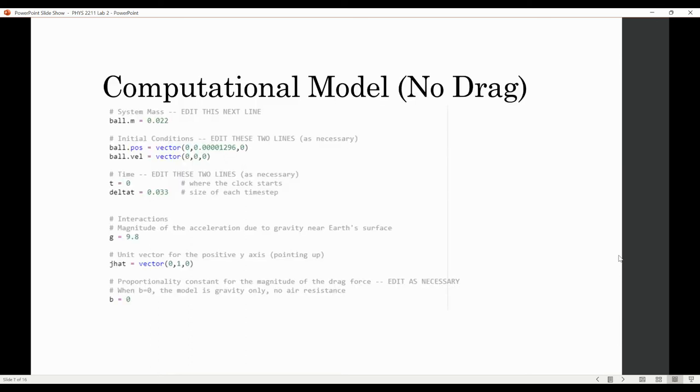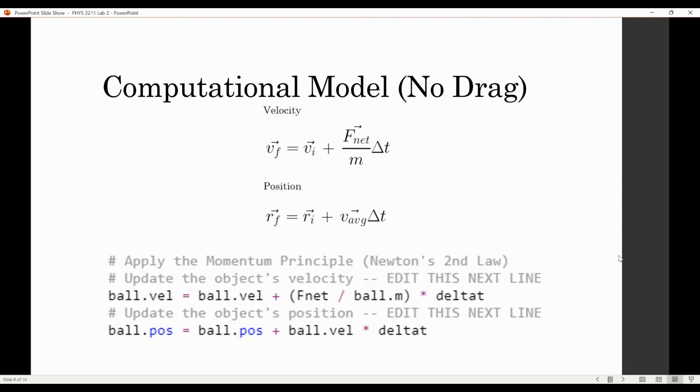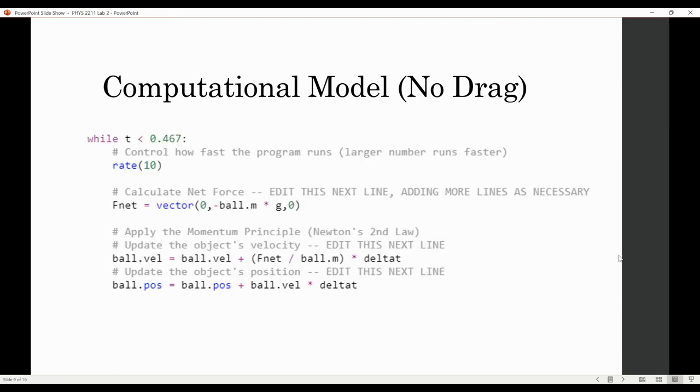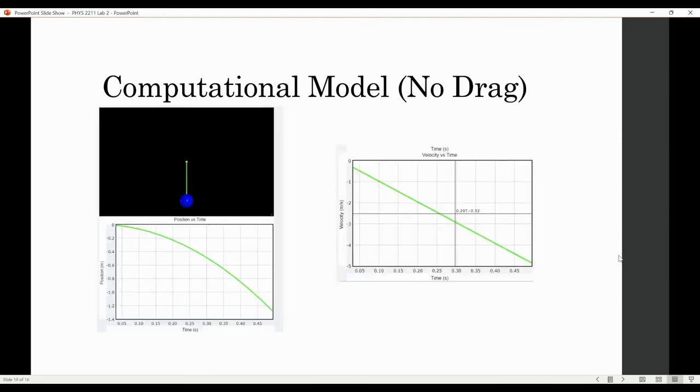To create the computational models, we can use the starter code provided and substitute in our values. For our model that does not consider drag, the drag coefficient will remain 0. We must also add the updated formulas of both velocity and position into our code. Here is another image of our substituted values in the code. Running the program gives us these results.